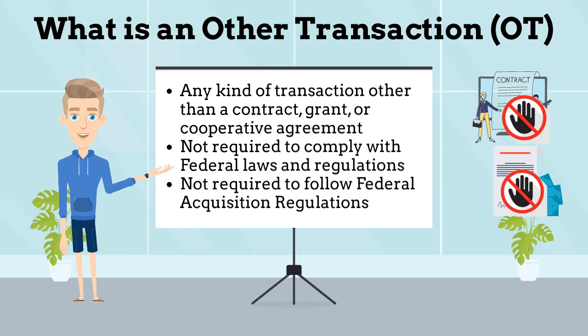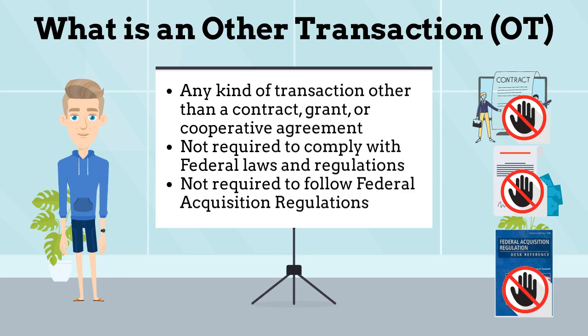Transactions pursuant to this authority can take many forms and generally are not required to comply with federal laws and regulations. To the extent that a particular law or regulation is not tied to the type of instrument used, for example, fiscal and property laws, it would generally apply to an other transaction. Other transactions are not covered by the Federal Acquisition Regulation and are a highly flexible business tool, use of which requires the application of astute business practices.